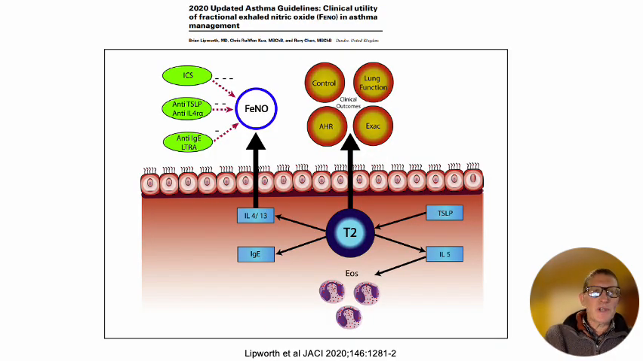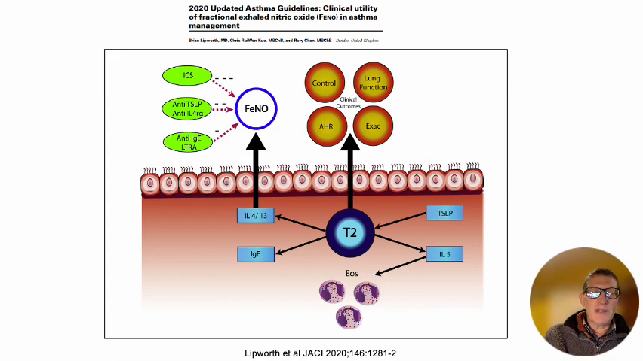So if we move on firstly to talk about fractional exhaled nitric oxide, FeNO, this is mediated by increased expression of the type 2 downstream cytokine IL-13 and can be suppressed or attenuated by a variety of treatments, including corticosteroids, biologics, including dupilumab and tezepelumab, and to a much lesser degree by anti-IgE or leukotriene receptor antagonists.